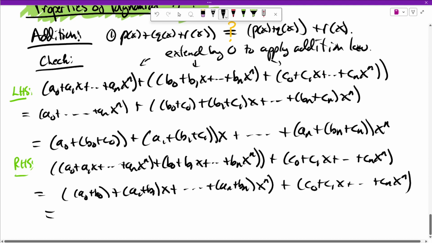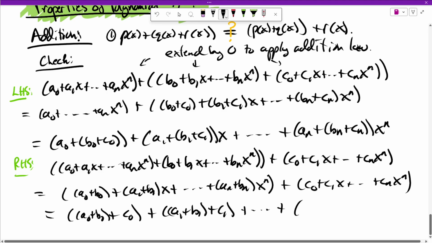All right, now we're going to combine like terms for the left expression and the right one. So our constant term is going to be a0 plus b0 in parentheses plus c0. And then a1 plus b1 in parentheses plus c1, and so on. an plus bn in its own parentheses plus cn. Okay, so that's our right-hand side, all the addition computed.